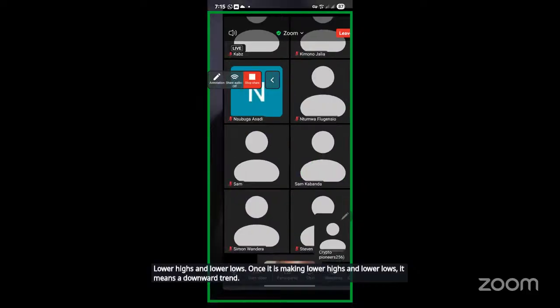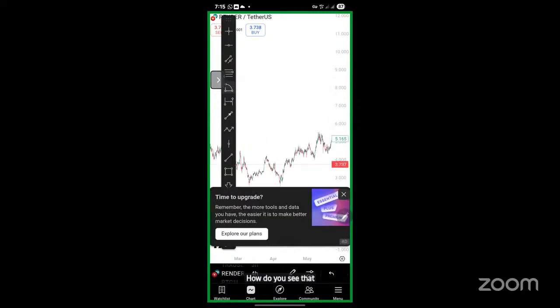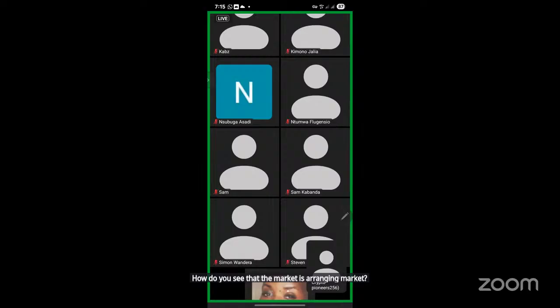Then, how do we see that the market is a ranging market? How do you see that the market is a ranging market? What shows that the market is ranging? The market makes highs and lows only. Highs and lows only. Thank you very much for trying. Another one. How do you see that the market is ranging?